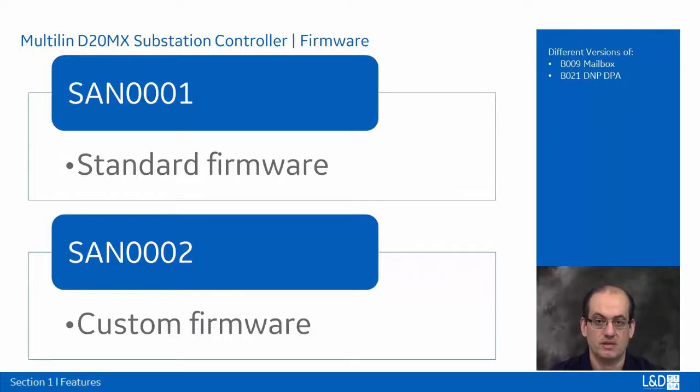There is a custom firmware, SAN0002, and the difference here is that the B009, which is the mailbox, and the B021, which is the DMP DPA, carry a different version number in SAN0002, which is compatible with the specific setups that are legacy setups requested by certain customers, but most of our customers are using the SAN0001, which we will talk about in our firmware section.